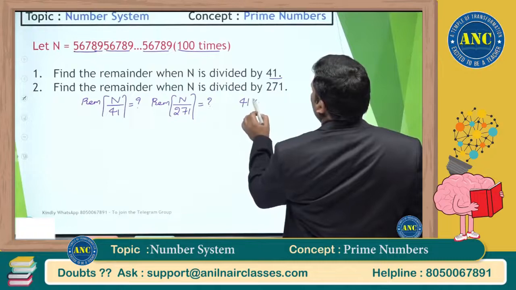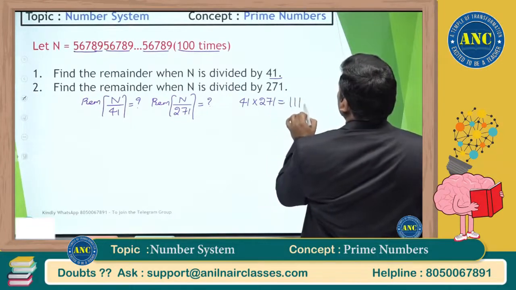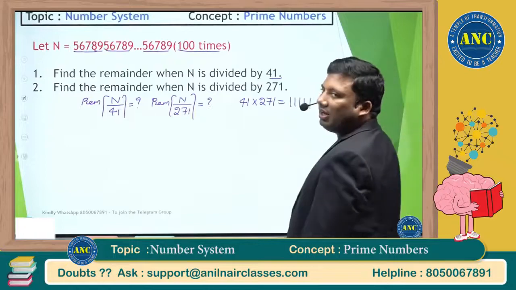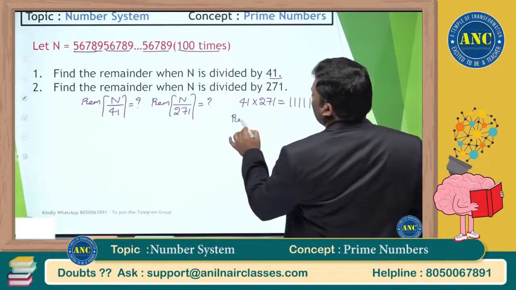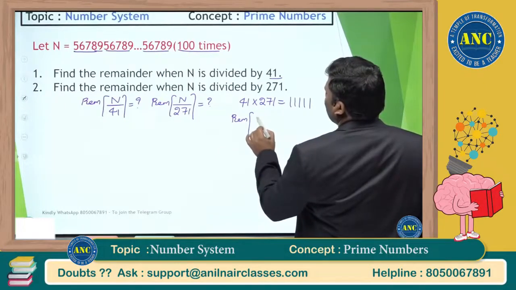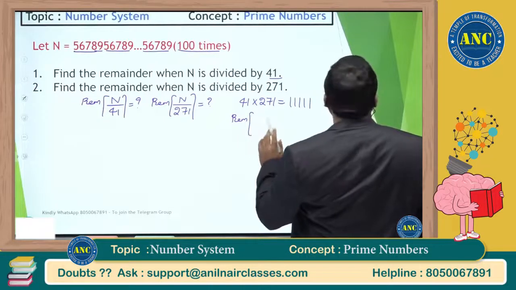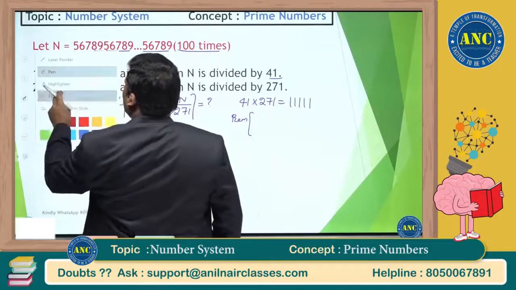Now, 41 into 271, if you multiply, this will result in 5 ones. 41 into 271 will result in 5 ones. Suppose, see here, for example, I'll write down here, 5 ones.